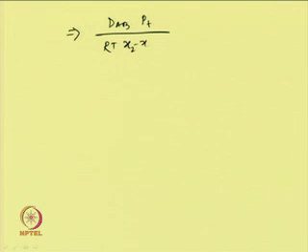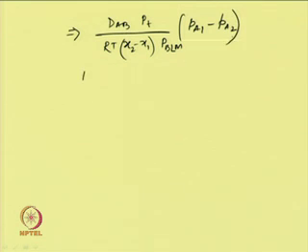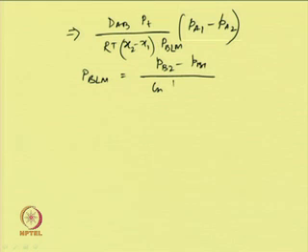or which we can write as dAB PT by RT (x2 minus x1) into PBLM into (PA1 minus PA2), and this PBLM is equal to PB2 minus PB1, the pressure difference between the 2 points, divided by ln PB2 by PB1. This is the partial pressure difference.